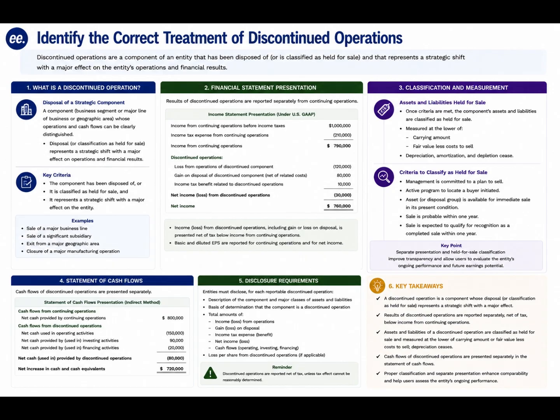Assets and liabilities held for sale are separately classified. Once criteria are met, assets are measured at the lower of carrying amount or fair value less costs to sell, and depreciation ceases. Proper classification enhances clarity regarding future earnings potential.